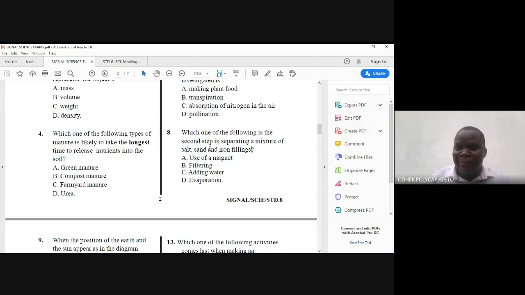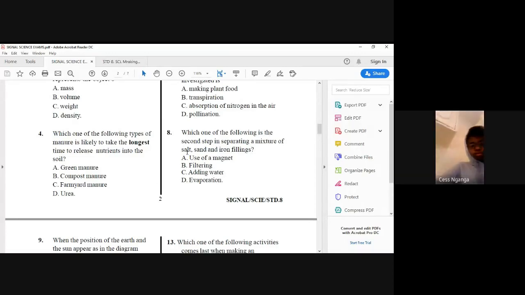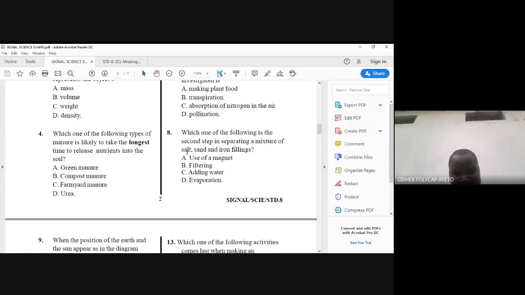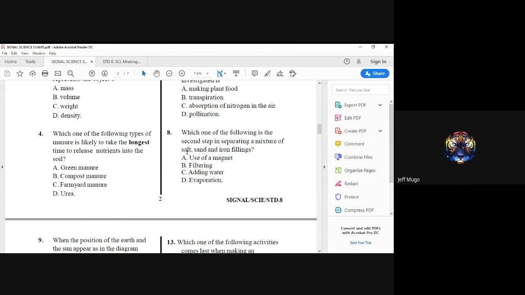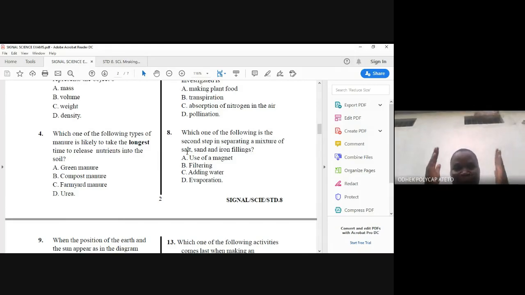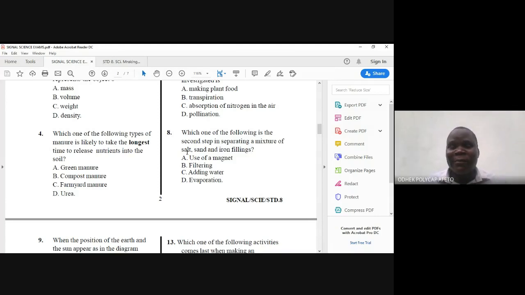Are we moving together? Yes. Then after that, now I evaporate to get what? Salt. So that's the first thing I do. Arrange the steps from the first to the last. Forget about which one they have asked you. Then, once you have done that, now go to the questions, and they are very, very specific.